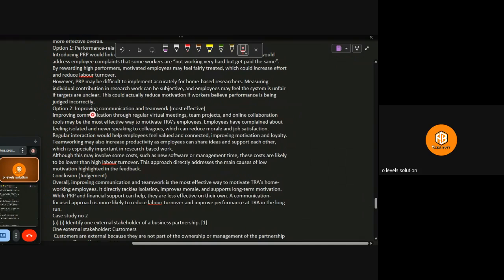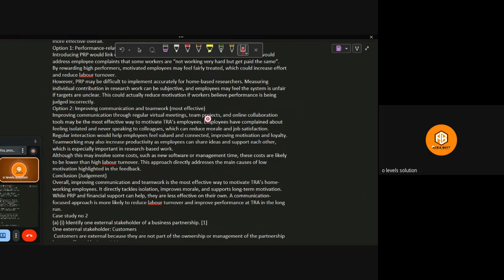And option two, they could improve the communication and the teamwork. That's also one way. So, improving communication through regular virtual meetings, team projects, meaning they should provide a project for team members, and online collaboration tools may be the most effective way to motivate the TRA's employees, because there are different employees who are complaining that they are feeling sad and isolated because there's no one to talk to.